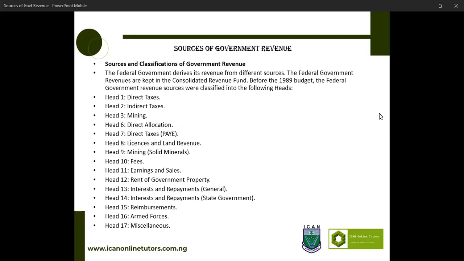We move on. Two classes. First class is federation, that is head 1 to 3. And the second class is what? Head 6 to head 17, that is Consolidated Revenue Fund account.